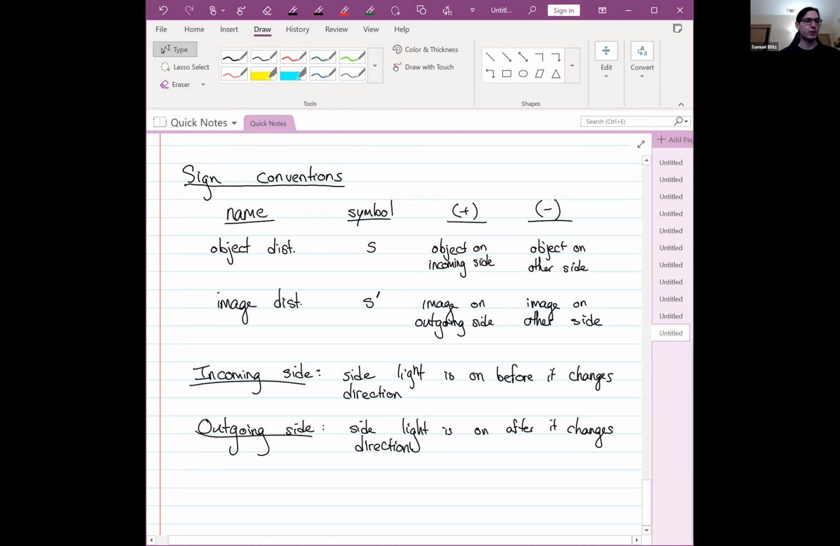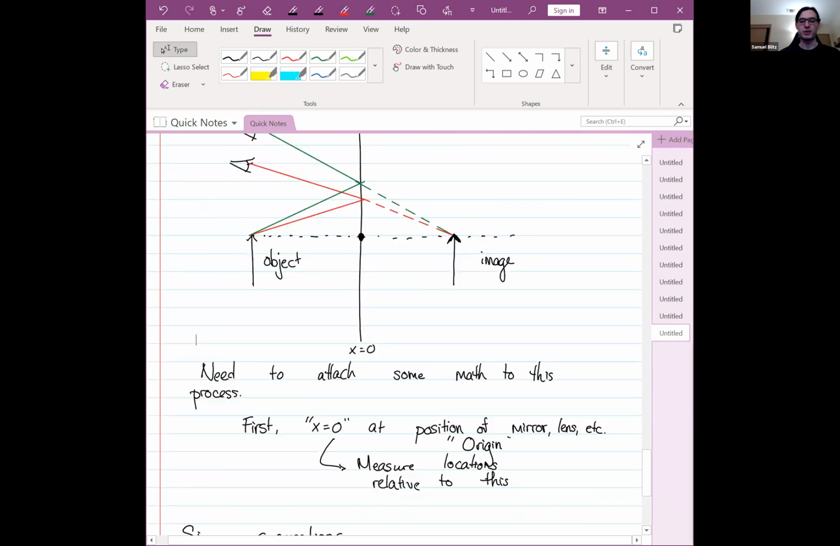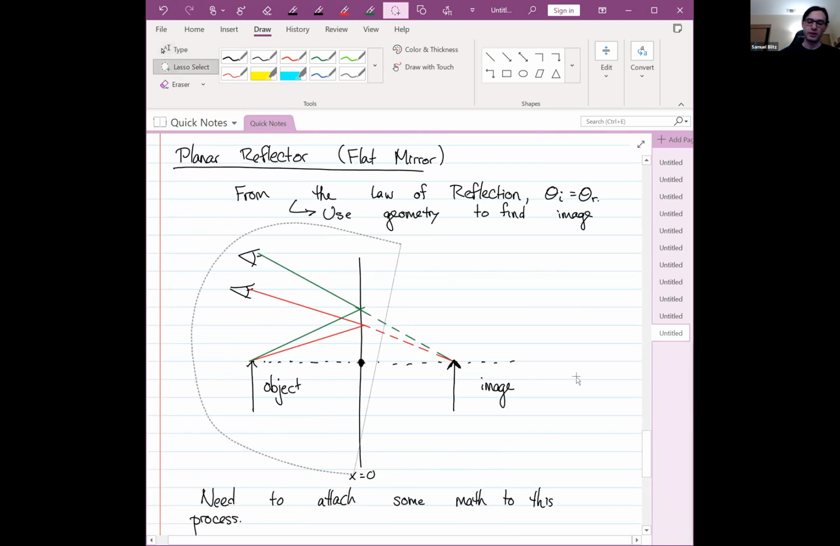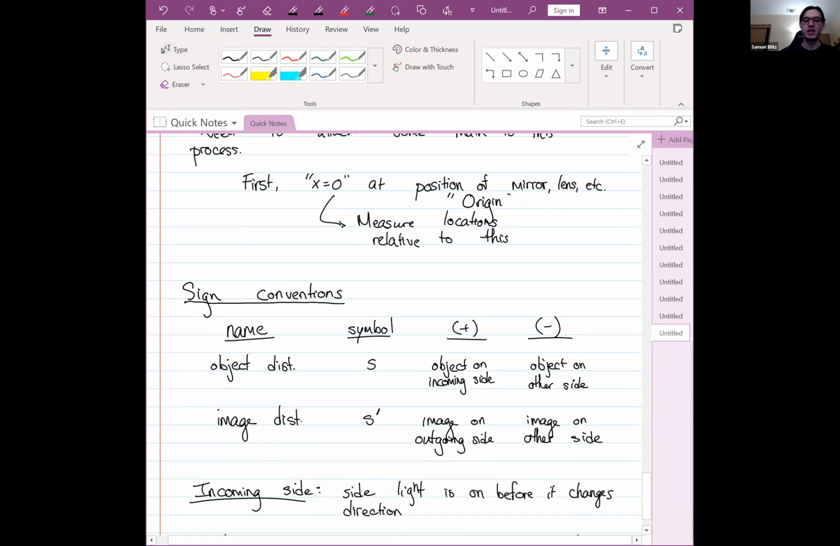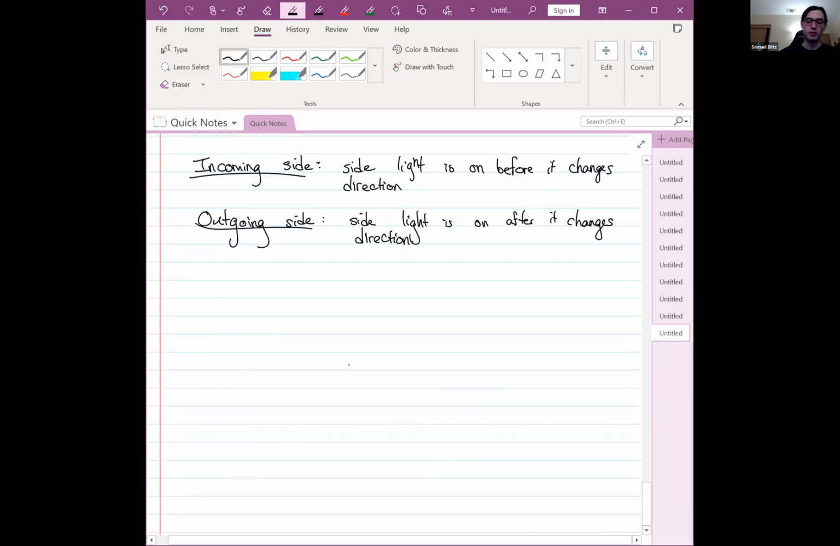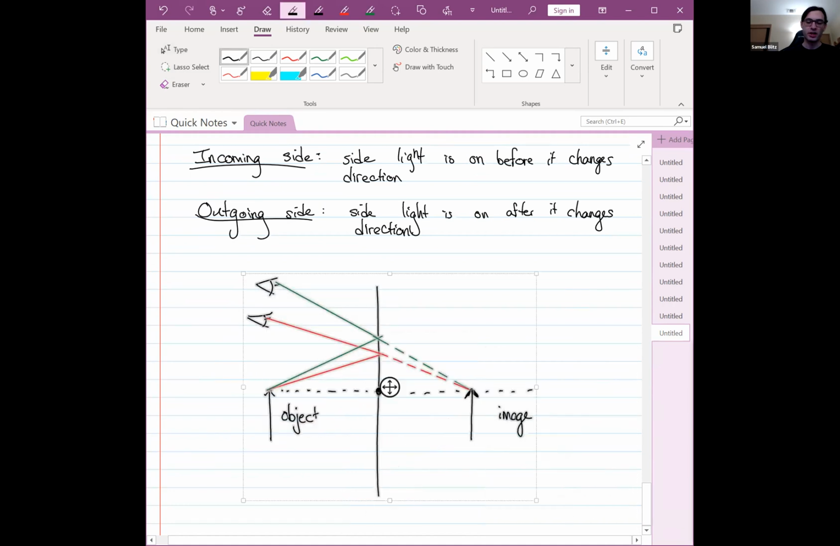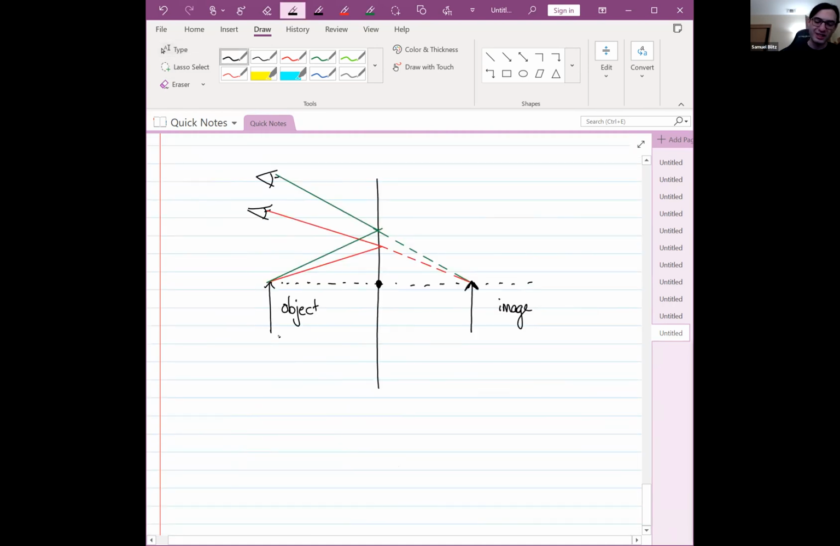So let me just give a quick example of this. The idea here is now we can attribute variables to the positions of the object and the image. So this distance here, that distance is s. This distance here is s prime.